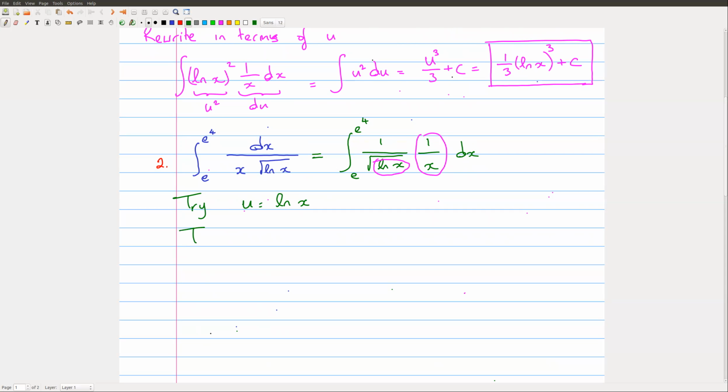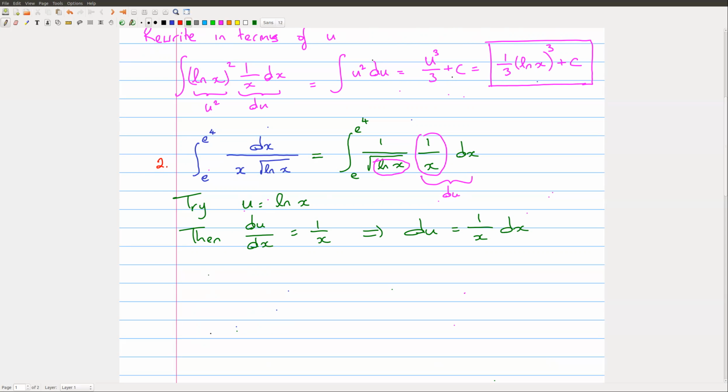Okay, then, once again, du/dx is 1 over x, which tells us that we can rewrite the du as 1 over x dx. Okay, and that again is good news because this 1 over x dx is going to be rewritable as du. The remaining bit we still have to write in terms of u, but we can do it because u is just log of x.